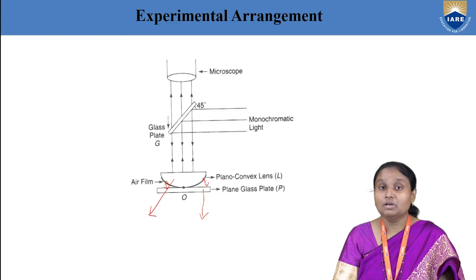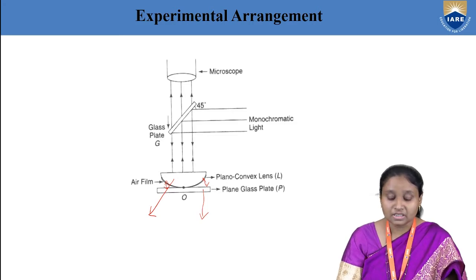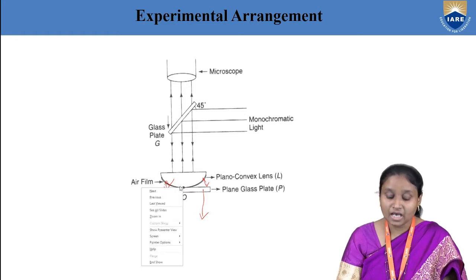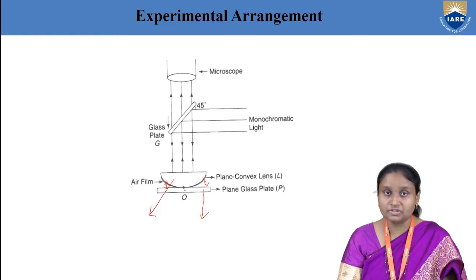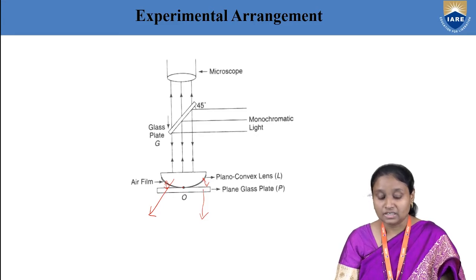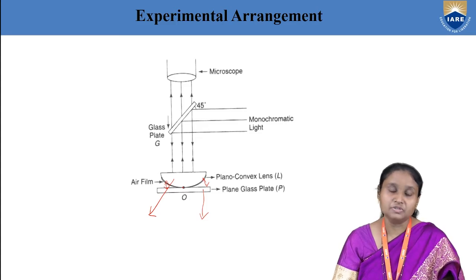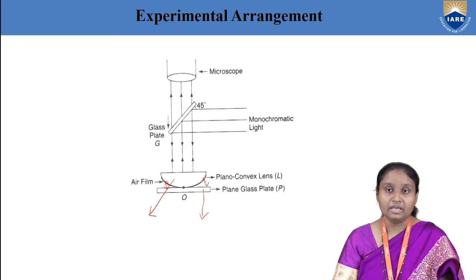Here it's not a uniform film. The air film is formed, but it is not of uniform thickness. The thickness of the air film at the point of contact is 0, and as we move away from the center, the thickness gradually increases. This gives rise to a non-uniform thin air film. Our whole intention behind this setup is to form a non-uniform thin air film.